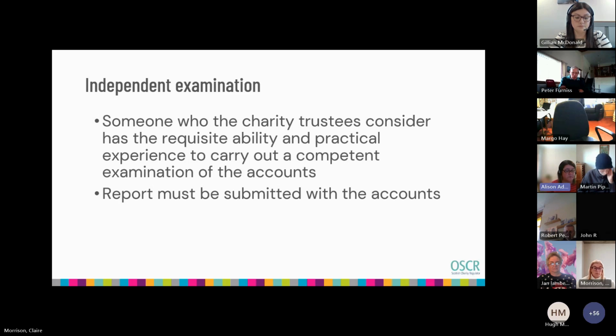Following their review, the examiner should prepare a report which provides the information required by the 2006 regulations and provides an assurance as to whether or not anything has been found that needs to be brought to the attention of readers of the accounts. The independent examiner's report must be submitted along with the accounts.